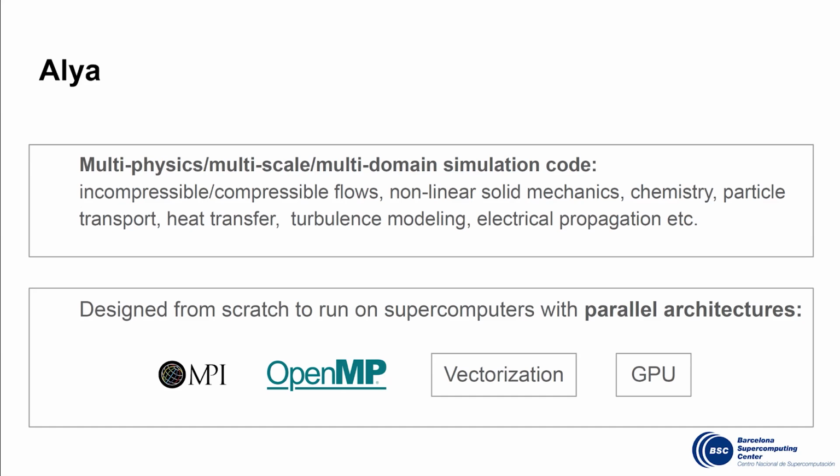A particularity of ALYA is it has been designed from scratch to run on supercomputers with parallel architecture. So it uses MPI for external communication and OpenMP. It takes advantage of vectorization of CPU and GPU using OpenACC and CUDA.